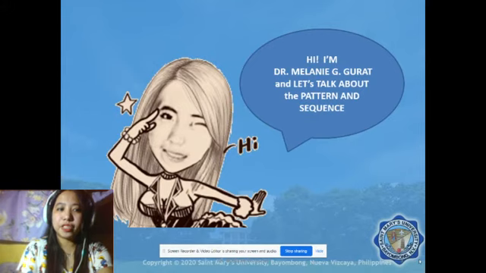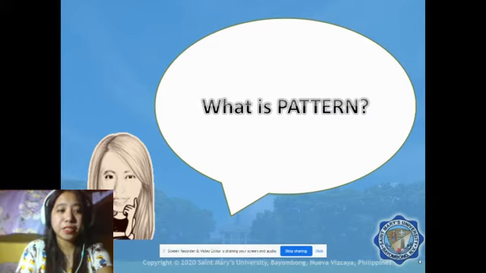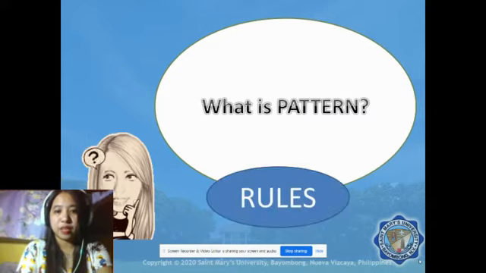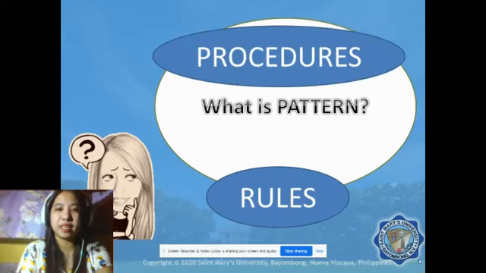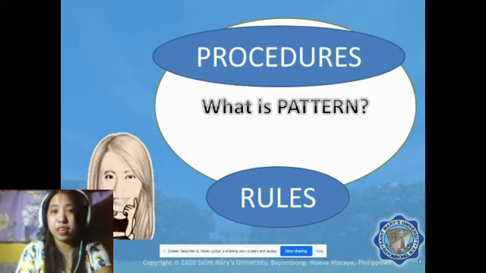I am Dr. Melanie Jigurat, and let's talk about patterns and sequences. So what is a pattern? Patterns usually refer to procedures or rules that can be followed. I want to highlight two important terms here: rules and procedures. Patterns are useful to predict what came before or what might come after the numbers that are arranged in a particular order, and that arrangement is called the sequence.